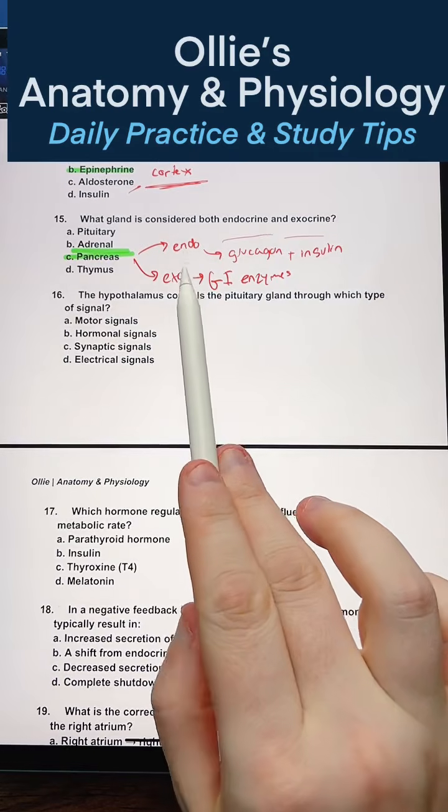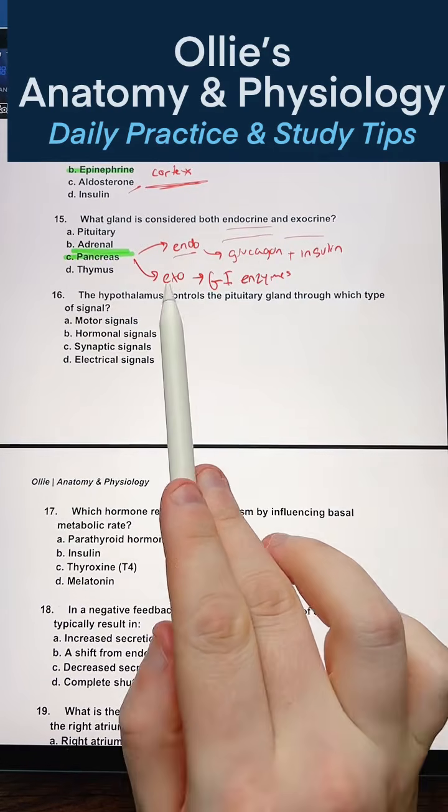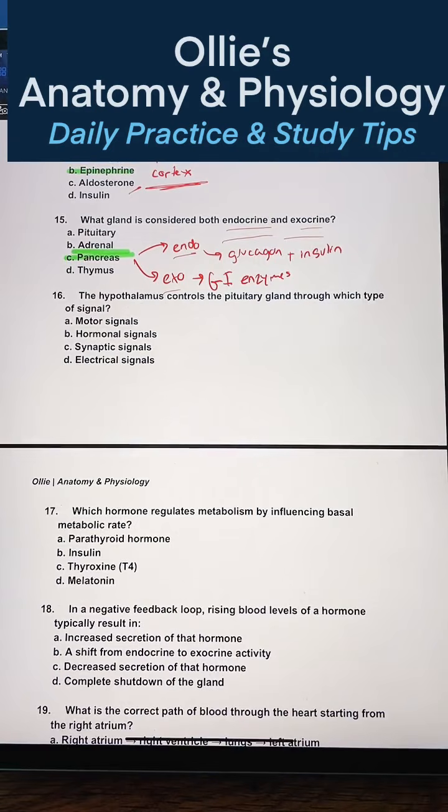For this one, basically shortened to endo for endocrine and exo for exocrine. Endocrine means into the bloodstream. Exocrine means into a duct.